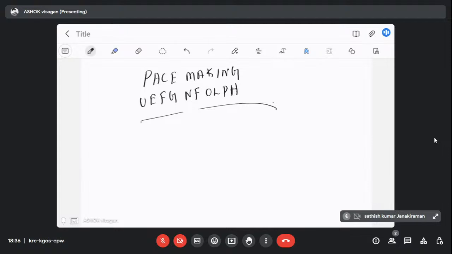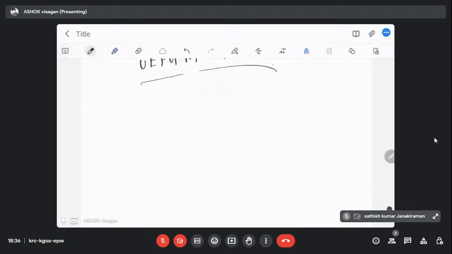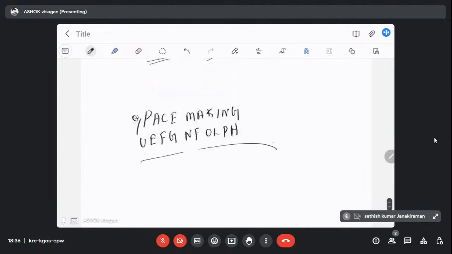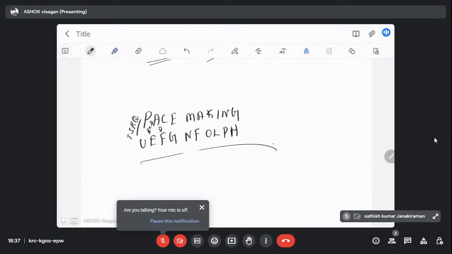So face, F-A-C-E. What is the connection between the first letter and the first letter? P, Q, R, S, T. So a total of 4 letters are skipped. A, B, C, D. 3 letters are skipped. C, D, E. 2 letters are skipped. E, F, G. 1 letter is skipped.